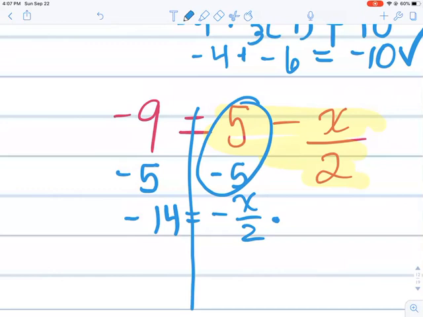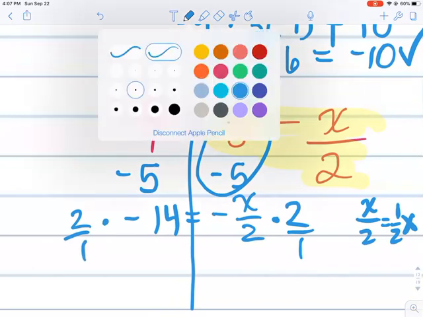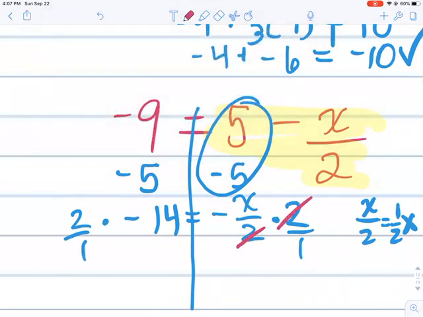So currently it's x over 2, and you can think of that as really just 1/2 x. So if I multiply it by 2, and you can even do 2 over 1, I'll just multiply by the positive. These will cross simplify to 1 over 1, and you're left with just a negative x on the right side and negative 28 on the left.